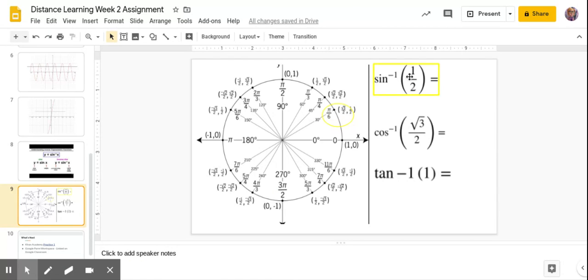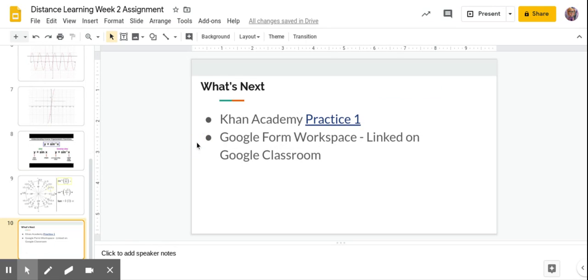Now back to the unit circle. Like I said, sine of 1/2, you go to the unit circle. Where is the y value 1/2? It's pi over 6. Cosine of √3 over 2 is the same thing, because where is cosine √3 over 2? It's pi over 6. Where is tangent 1? Pi over 4, because √2 over 2 over √2 over 2 is 1. So that's the lesson for this week, just being able to evaluate sine inverse, cosine inverse, tan inverse, also known as arcsine, arccos, and arctan.